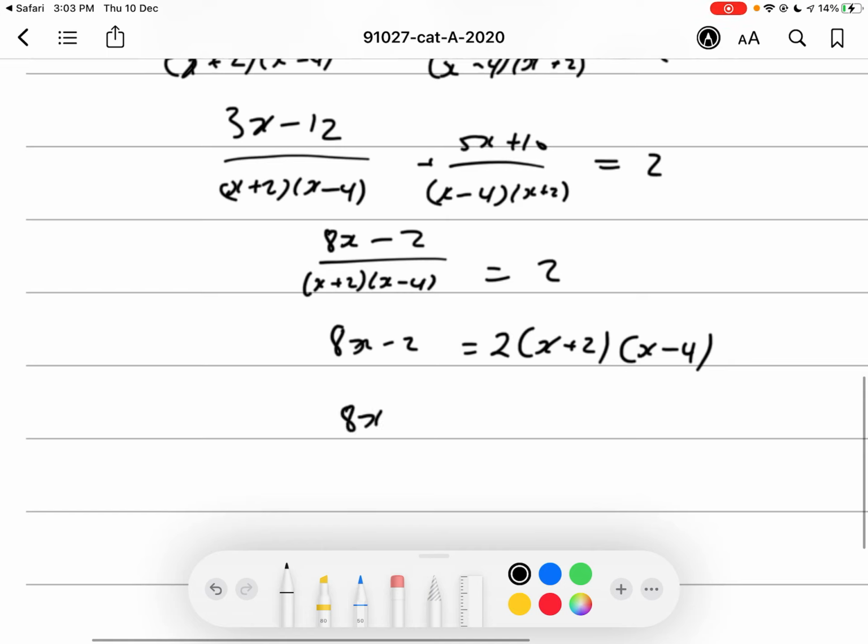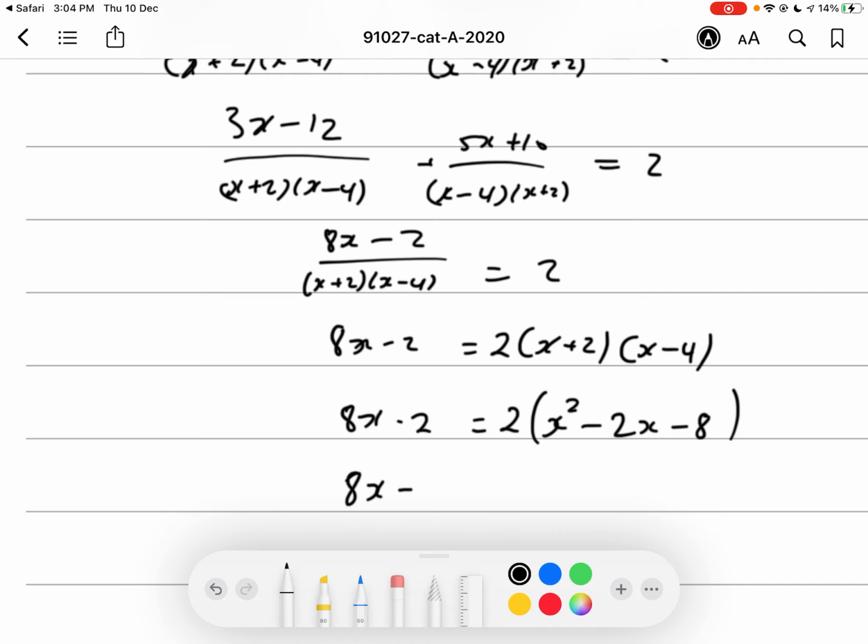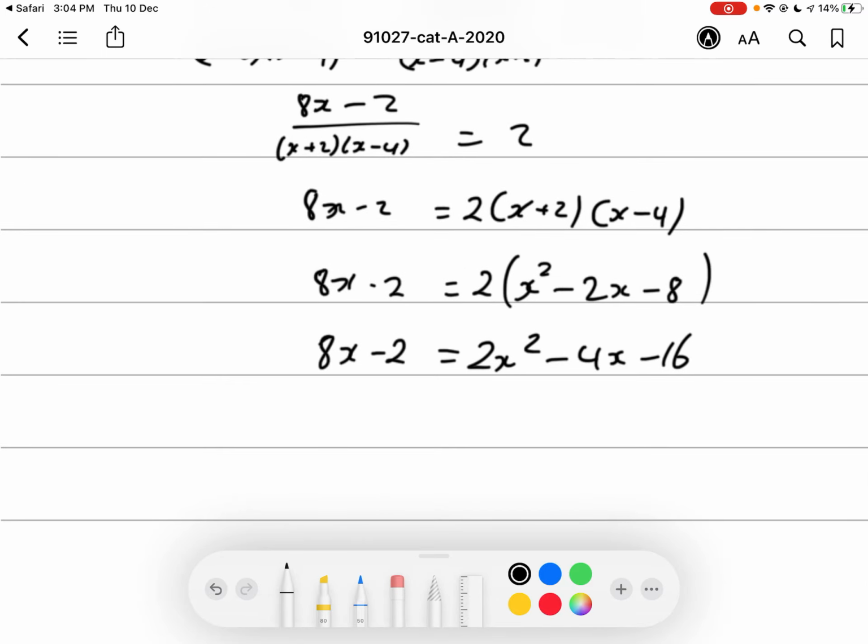So 8x minus 2 equals 2 times, and we're going to expand out these brackets. So x times x is x squared, minus 4x plus 2x is negative 2x, minus 8. So 8x minus 2 equals 2x squared minus 4x minus 16. If we make it equal to 0, we'll have 0 equals 2x squared minus 12x minus 14. If we divide everything by 2, we'll get 0 equals x squared minus 6x minus 7.